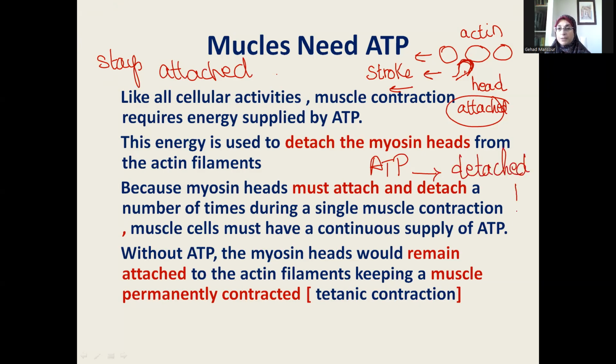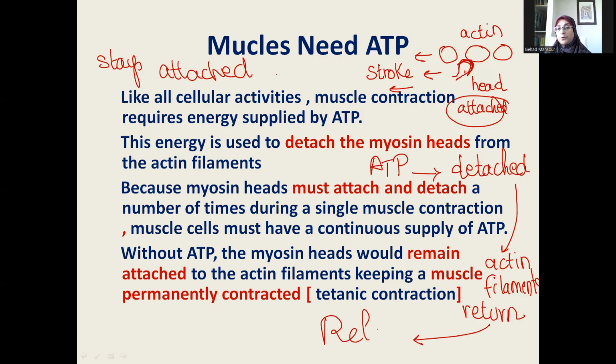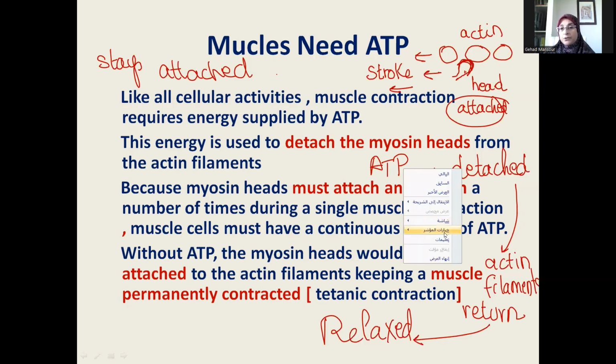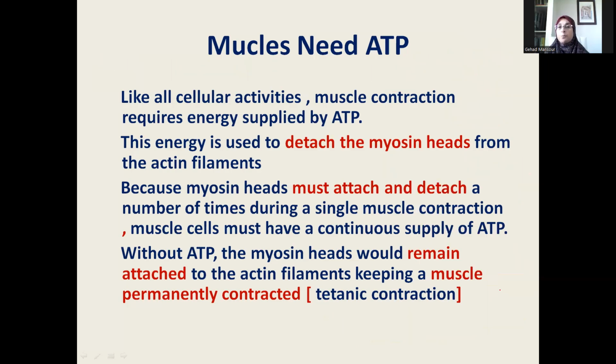And if the head of myosin is detached, actin filaments return to their original position. And if they return to their original position, then the muscle will lengthen again and the muscle will get relaxed. So like all cellular activities, muscle contraction requires energy supplied by ATP. And this energy is essentially needed in order to detach the myosin heads from the actin filaments.